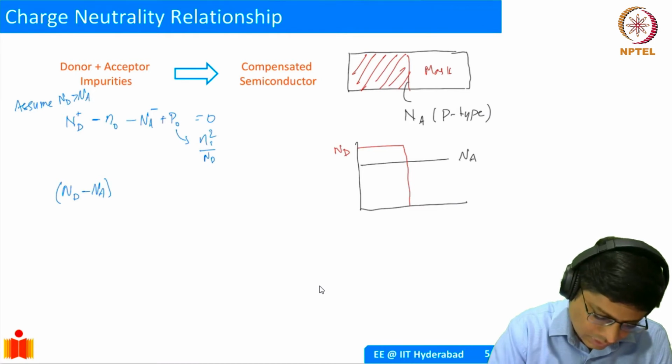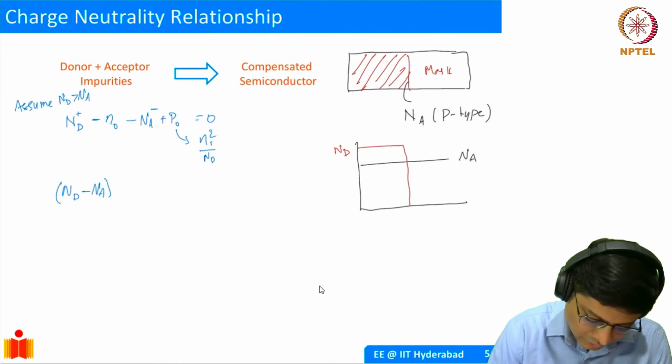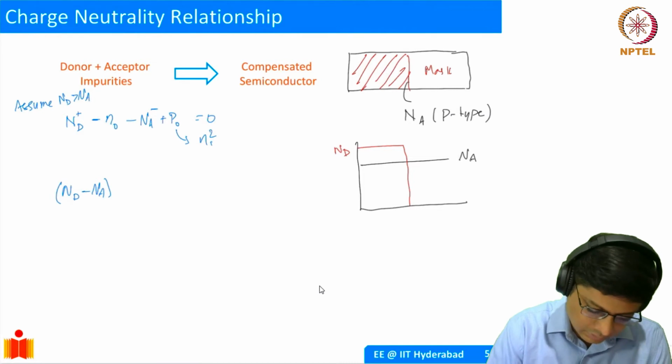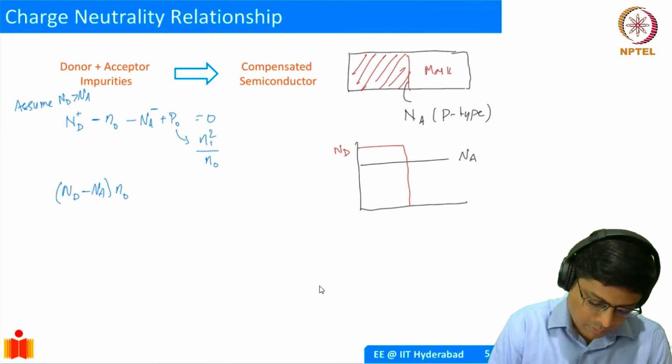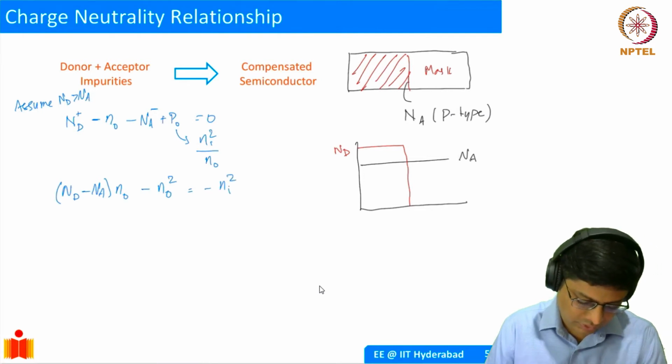It looks weird, but this is n naught by n naught. So I will write it as n naught minus n naught square equal to minus Ni square. Right, that's what it should be.